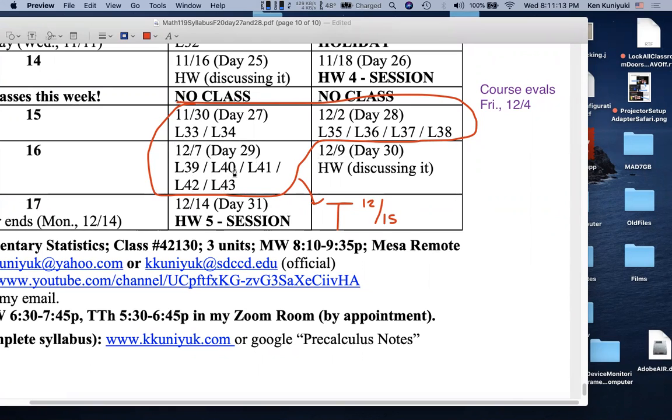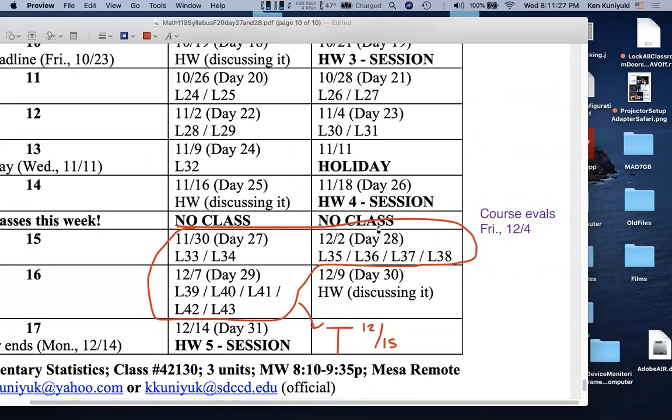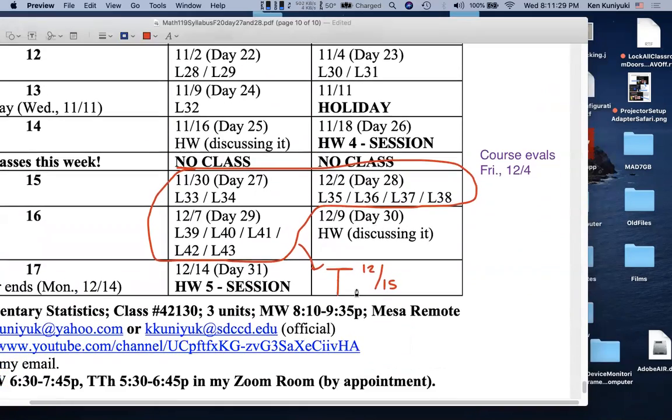And we'll be discussing the homework in the 2 sessions as usual. This will be due the day after the last day of class. The last day of class is Monday, December 14th. This homework will be due Tuesday, December 15th. And in the meantime, of course, we'll be grading homework 3 and 4 as well.